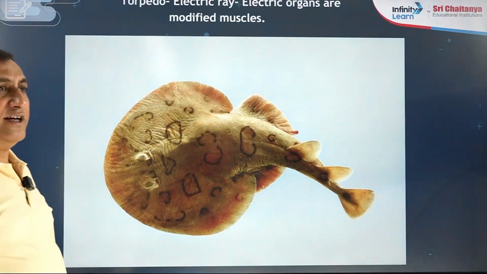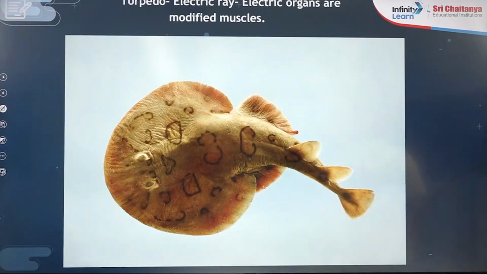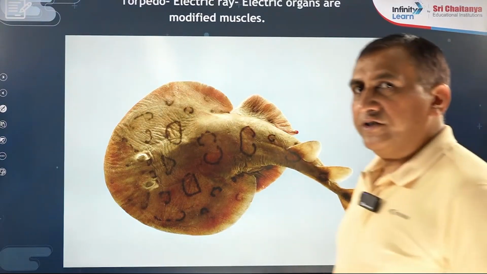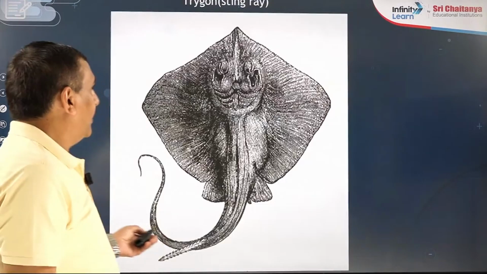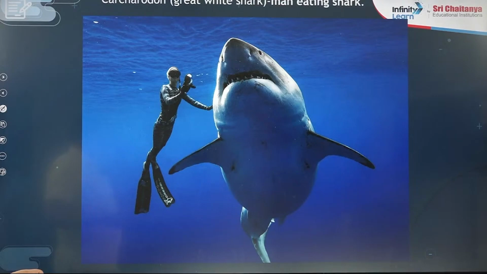Torpedo, it is known as the electric ray. It is a dangerous fish. Carcharodon is a dangerous fish. I have written a man-eating shark. It can eat the human being.